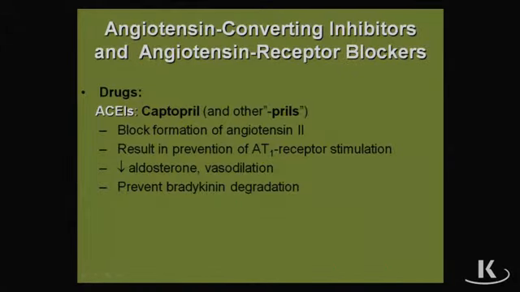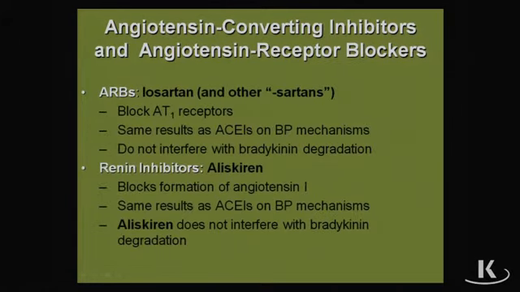What do we expect then from ACE inhibitors? Well, captopril and other prils, by blocking the formation of angiotensin 2, should prevent AT1 stimulation with a drop in aldosterone and a vasodilation effect from the lack of angiotensin 2. It is relevant to remember that bradykinin will build up by preventing its catabolism. Angiotensin receptor blockers, ARBs, like losartan and any other sartan, will block AT1 receptors directly, resulting in the same effect as ACE inhibitors, but with no interference with bradykinin degradation.